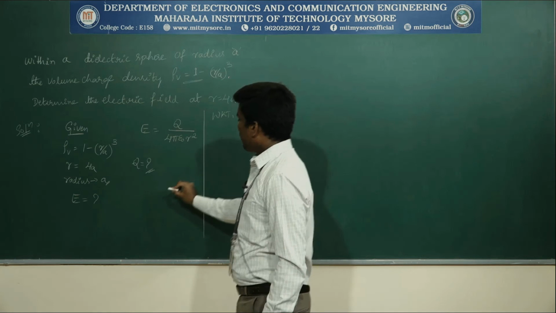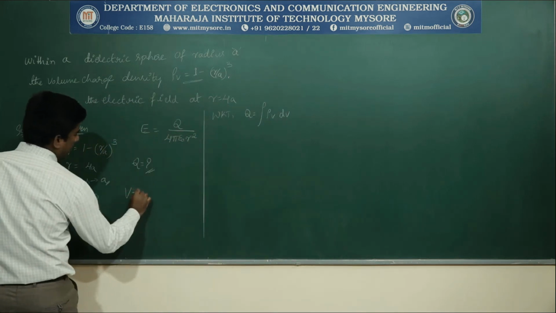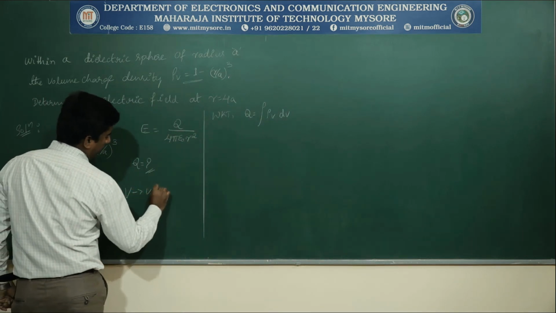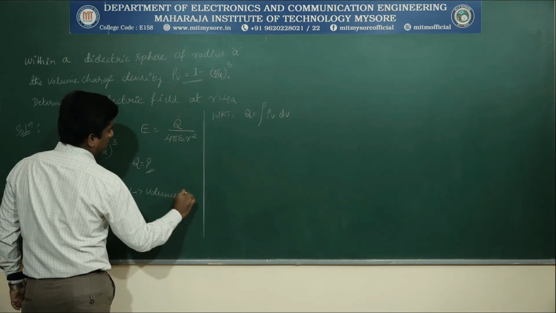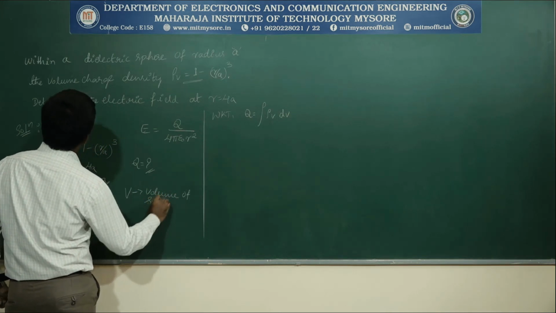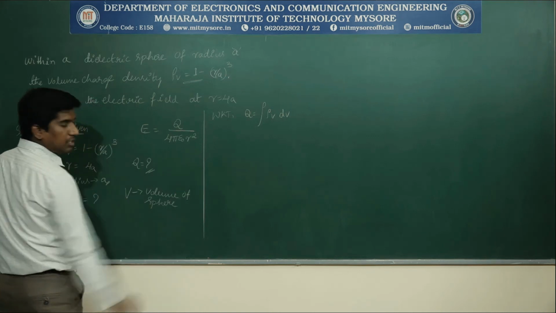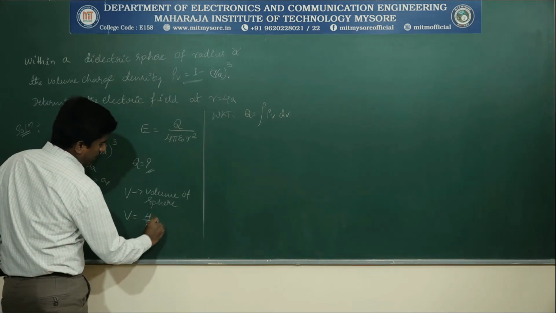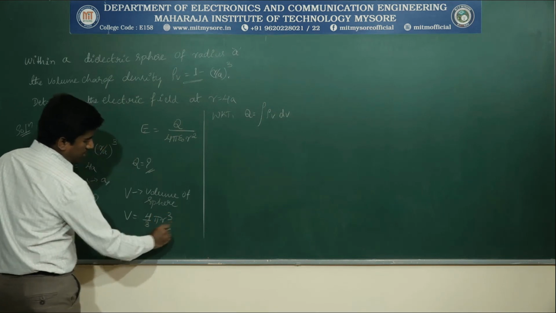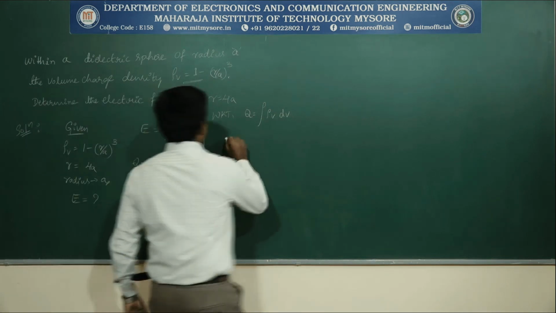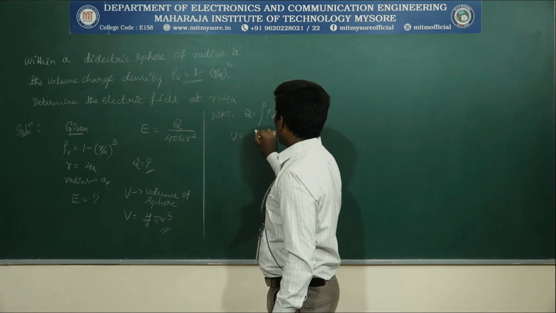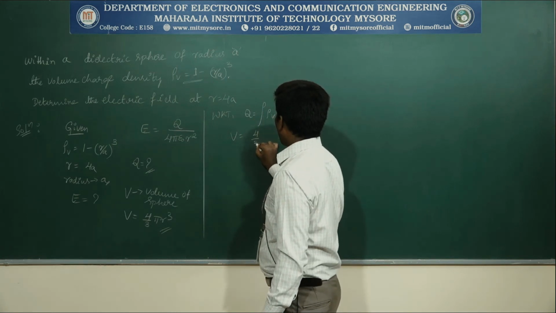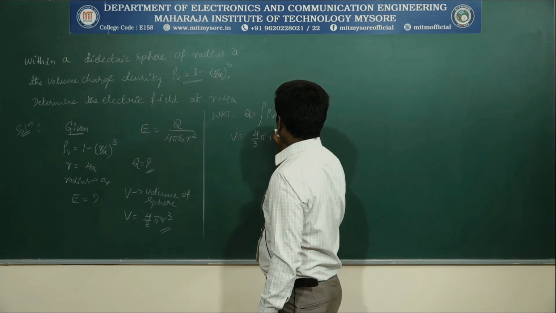What is v? V is the volume of sphere. Here also a dielectric sphere has been given. V is equal to 4 by 3 pi r cube. This is the volume of sphere. We know that V is equal to 4 by 3 pi r cube.